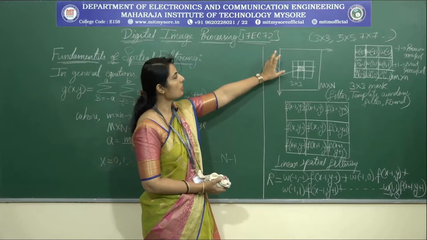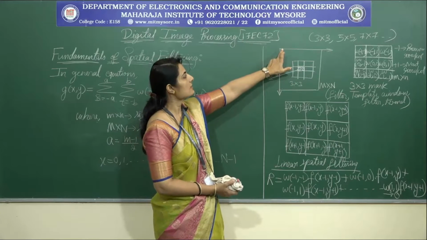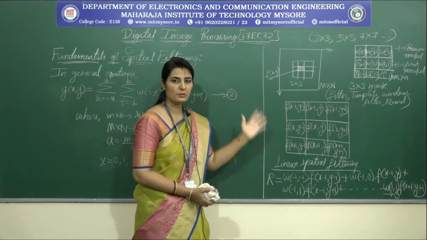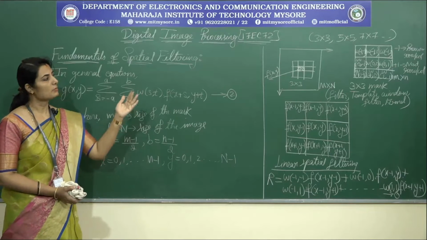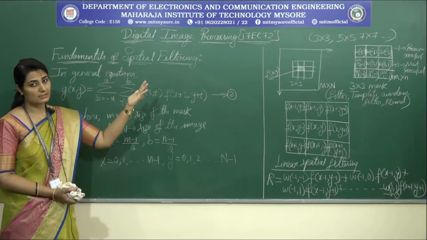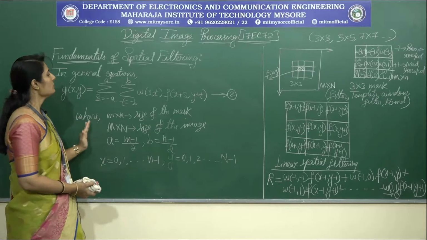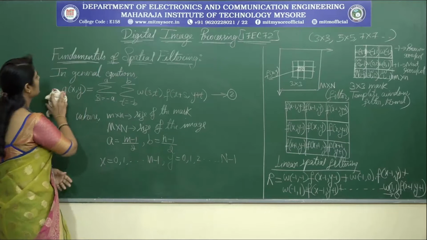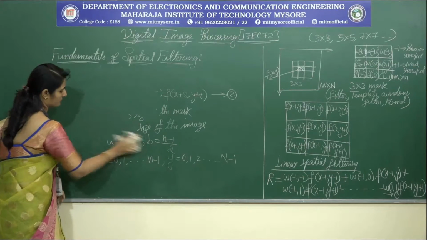Similarly, we perform this operation on each and every pixel present in the image by shifting this center from pixel to pixel. This is how we perform spatial filtering, and this is the general expression for the sum of products of the mask coefficients and the pixels of the image. Next, in spatial filtering we have two terms that we call correlation and convolution.